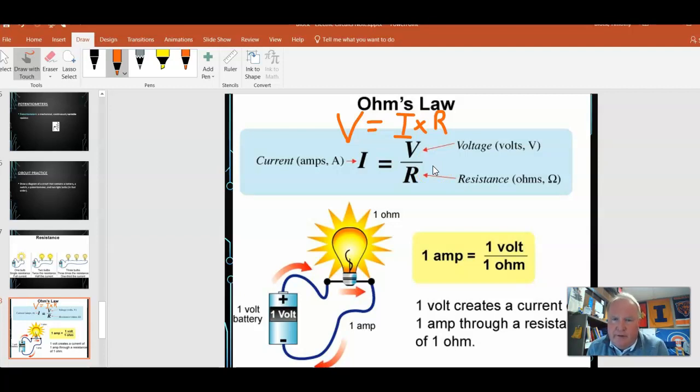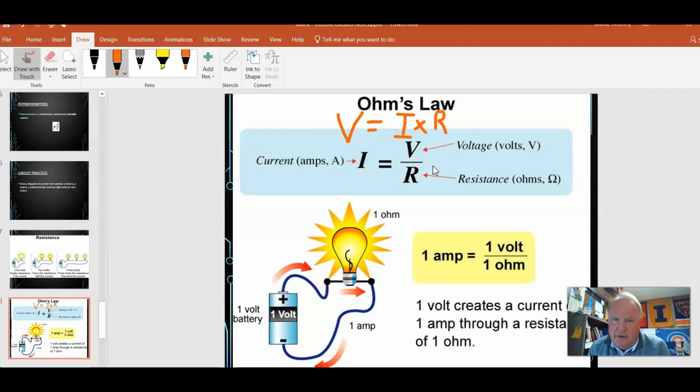So Ohm's law is V for volts or voltage equals I for current. Now that's really strange, right? Because most of the time our letters mean something close to what they are. I has no connection at all with current, but they've always used I for current. And so I means current times R, which is resistance.